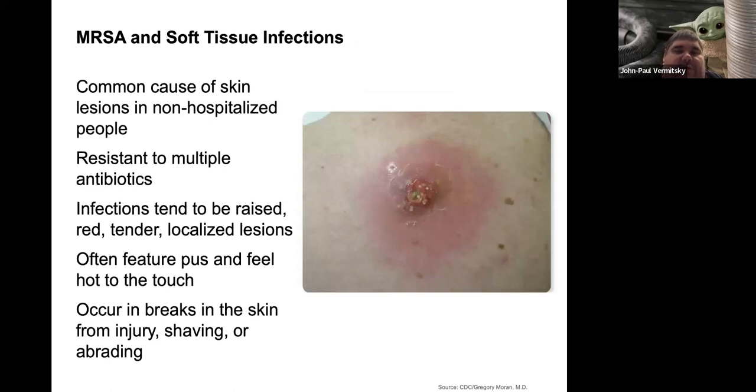Okay, so let's talk about one of the infections, and this is something that probably everybody has heard of. It's called MRSA. MRSA stands for methicillin-resistant Staph aureus. It's a common cause of skin lesions in non-hospitalized people. It's resistant to multiple antibiotics.